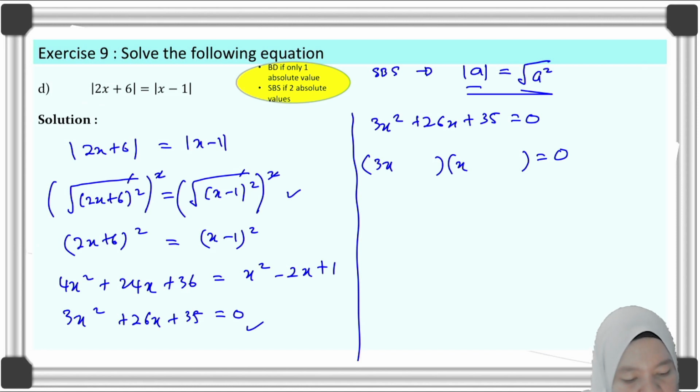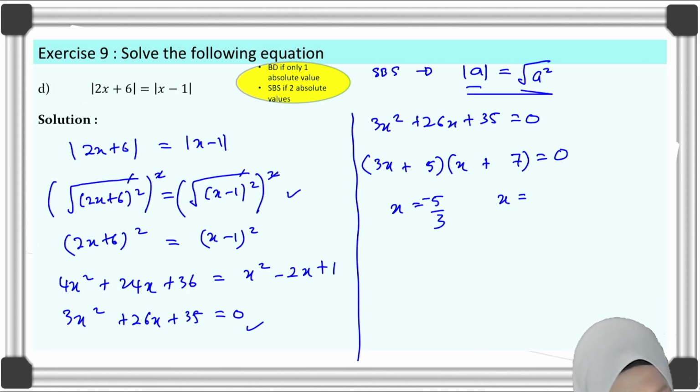Alright. So, 7 times 3 is 21. So 21 plus 5 is 26. Alright. So kita faktorkan dan kita akan dapat ini lah. Alright. And kita dapat jawapan x is negative 5 over 3 and x is negative 7. So this is the answer.